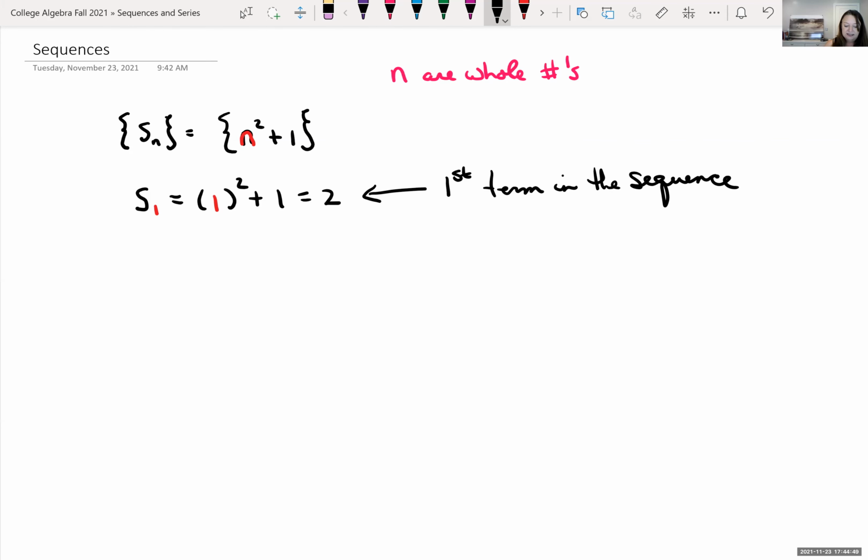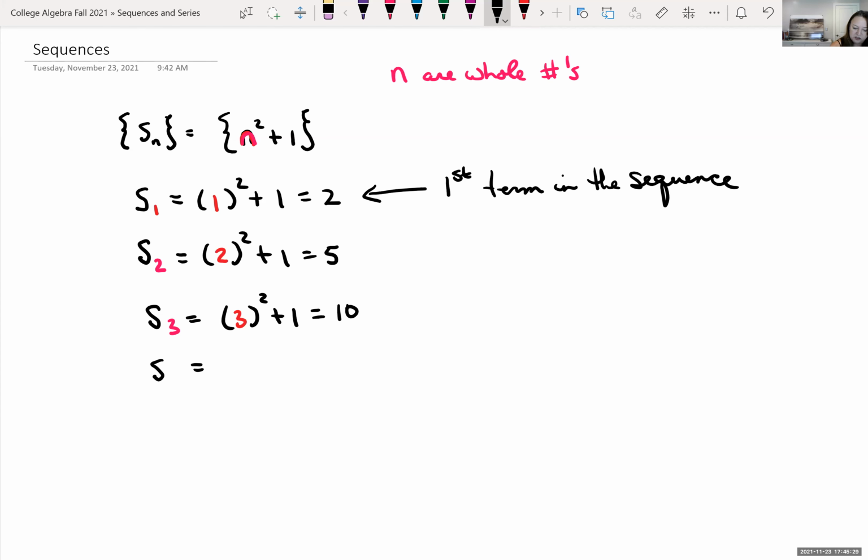Okay, so the second term, and the directions in this one said list the first 5 terms of the sequence. To get the second term, we look at S of 2. We go back into the formula and plug in 2 wherever we see an n, so we get 2 squared plus 1. Well, 2 squared is 4, 4 plus 1 is 5. So that's the second term. Third term, we plug in 3 wherever we see an n. So we have 3 squared plus 1, that's 9 plus 1, so that's 10.